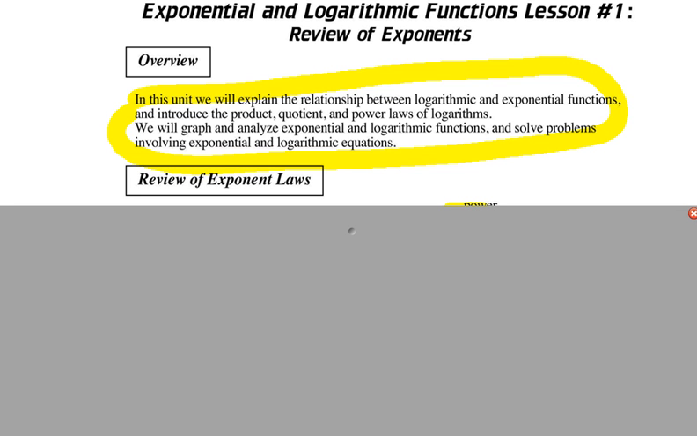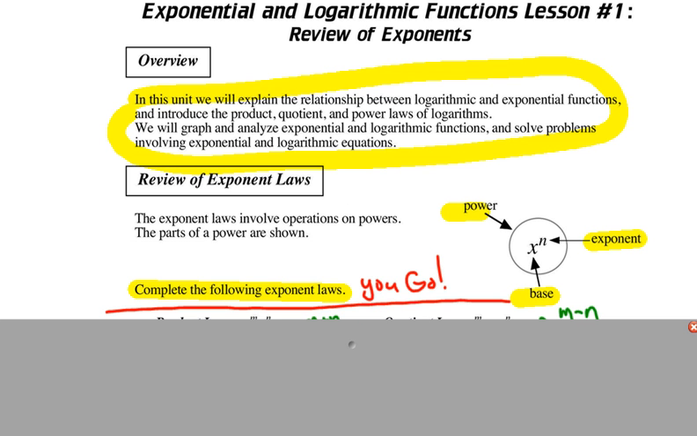If you can't do exponent laws, you are never going to be able to be successful with logarithmic laws. So I want you to review these laws and remember that, as we see here, the entire part of this is called the power. The words we use are very important. Excuse me, the n is the exponent and x is the base. I want you to complete the following exponent laws and then come back and look when you're done.